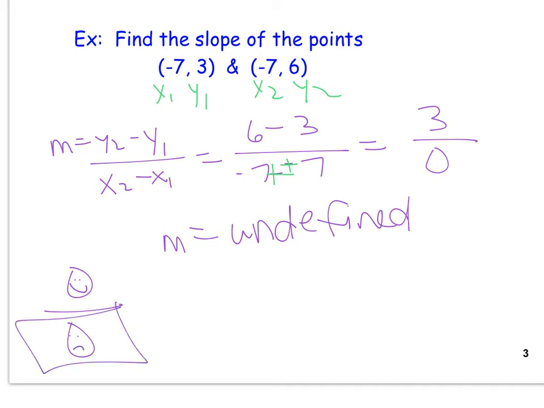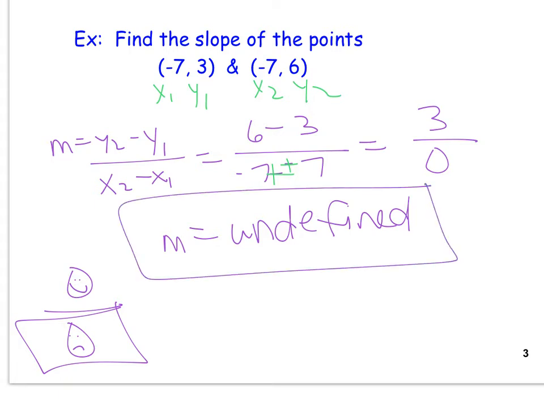So therefore we have no slope here; it is undefined. Do not write "no slope," write "undefined." If you write down "no slope," you're going to think it's 0. So please use the word undefined.